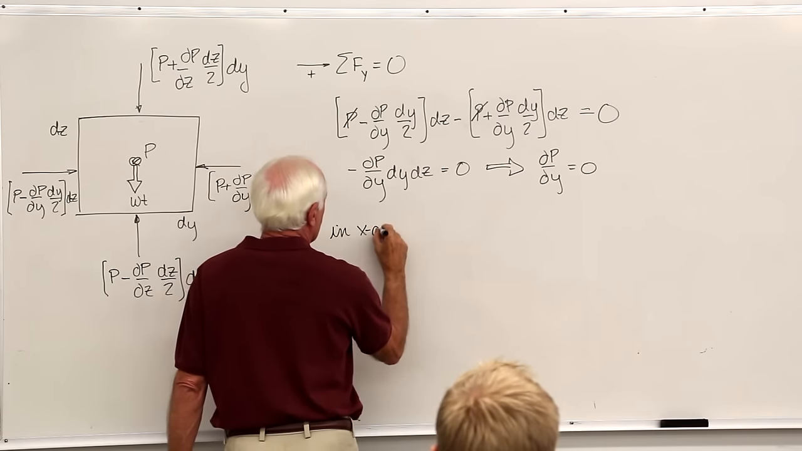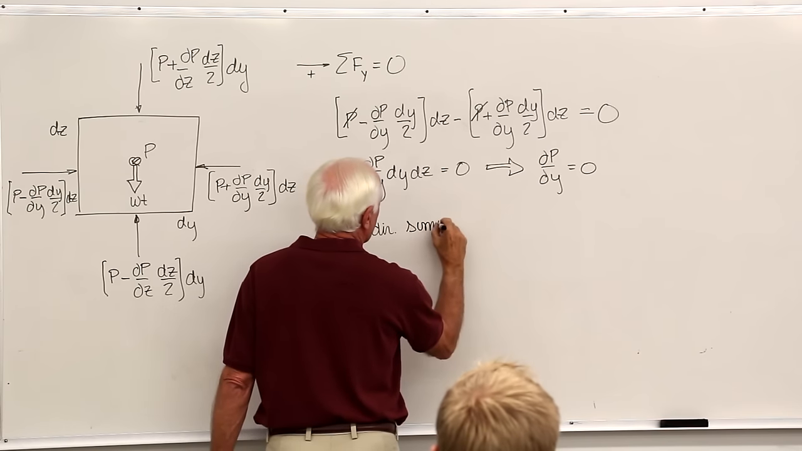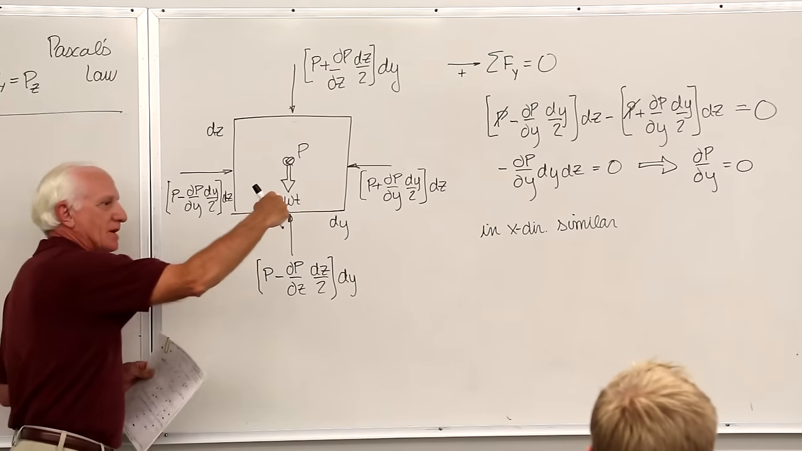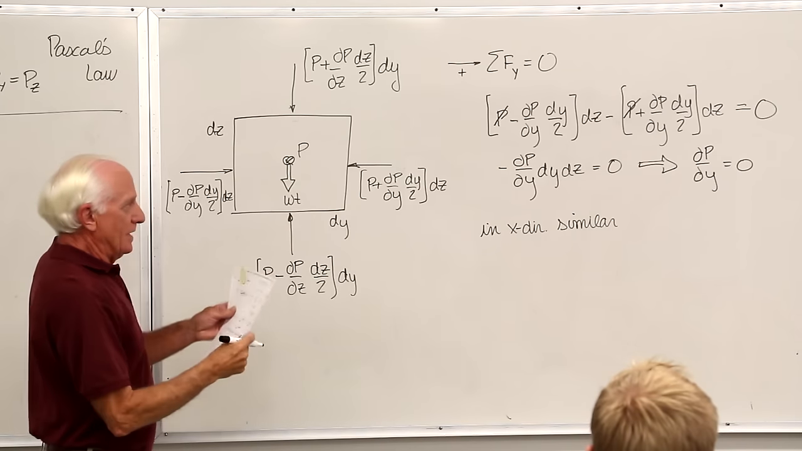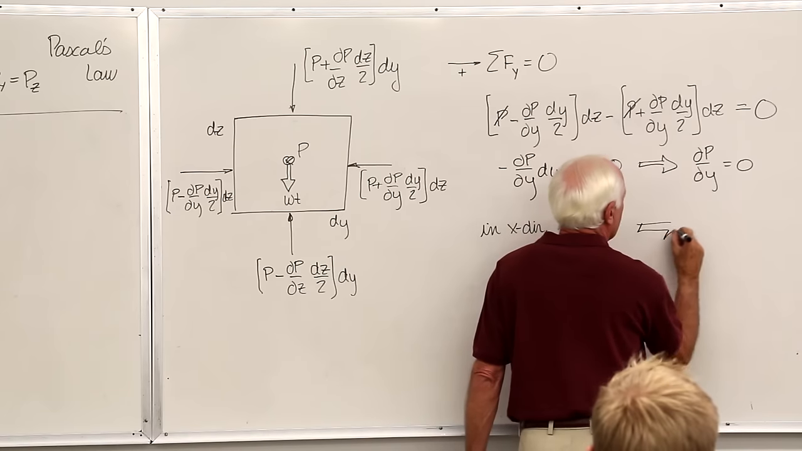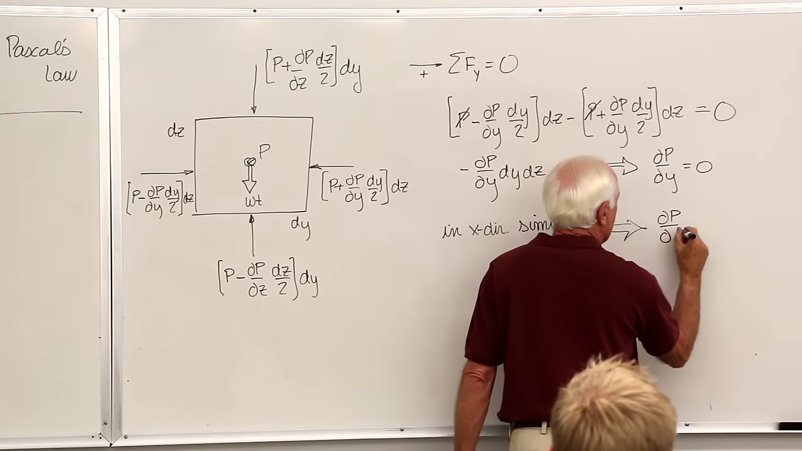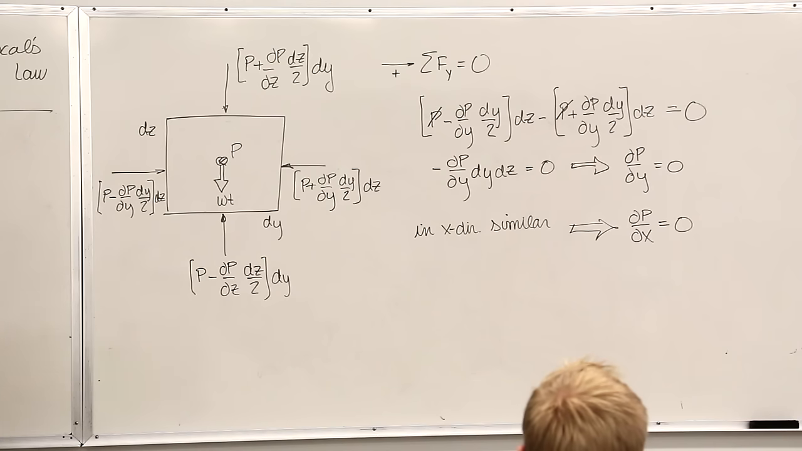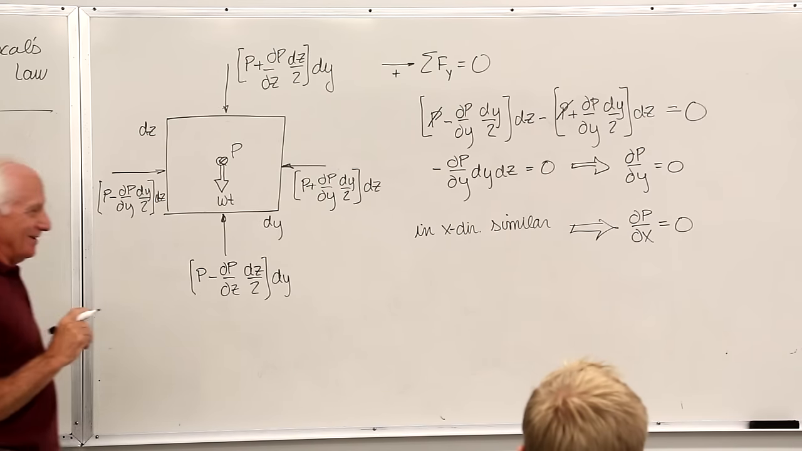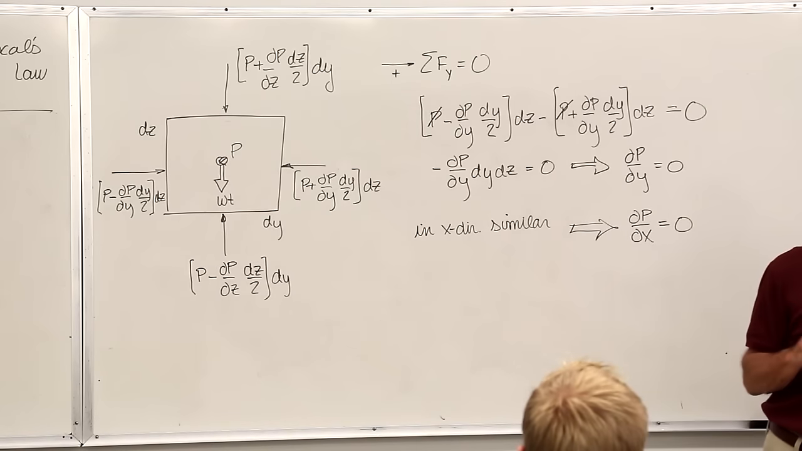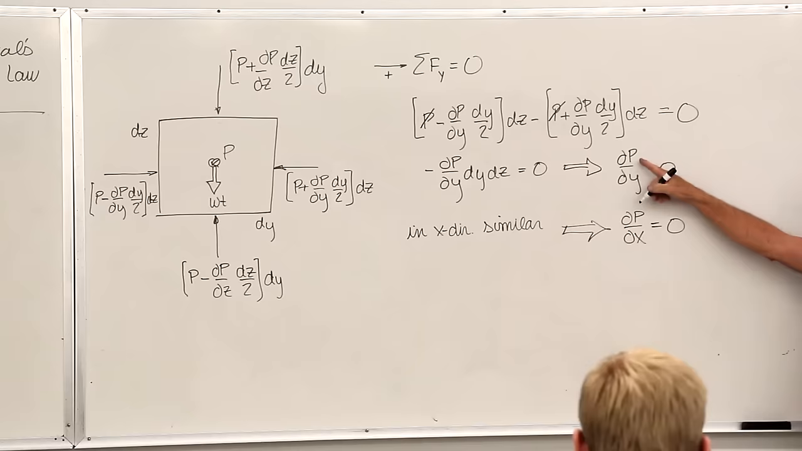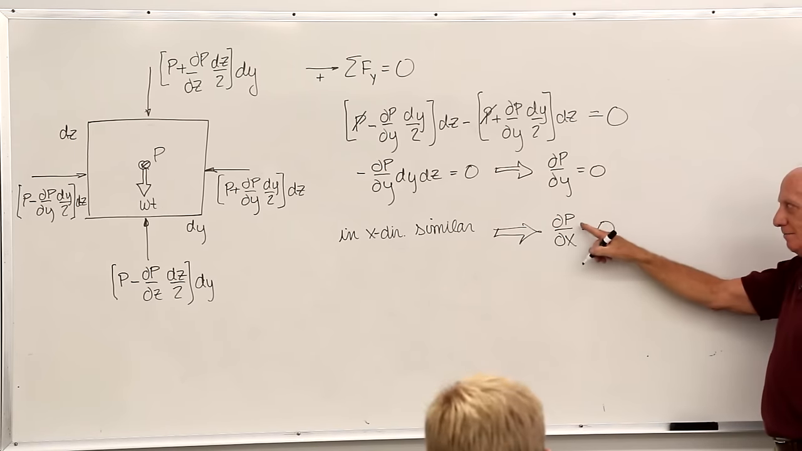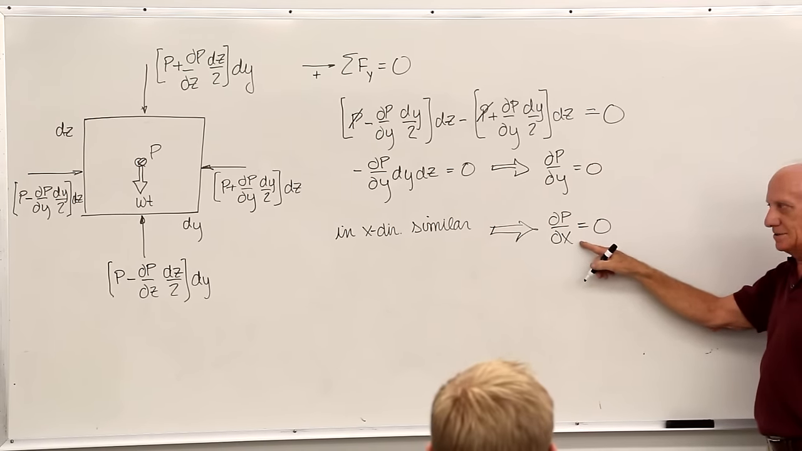In the x direction, very similar. I didn't show it here, because it's three-dimensional. But the x direction is this way. So you do it in the x direction, you find out that partial P with respect to x equals 0. That tells me that when the partial of a variable with respect to a second variable is zero, that variable is not a function of that second variable. Pressure does not vary in a still fluid in the y direction. Pressure does not vary in a still fluid in the x direction.